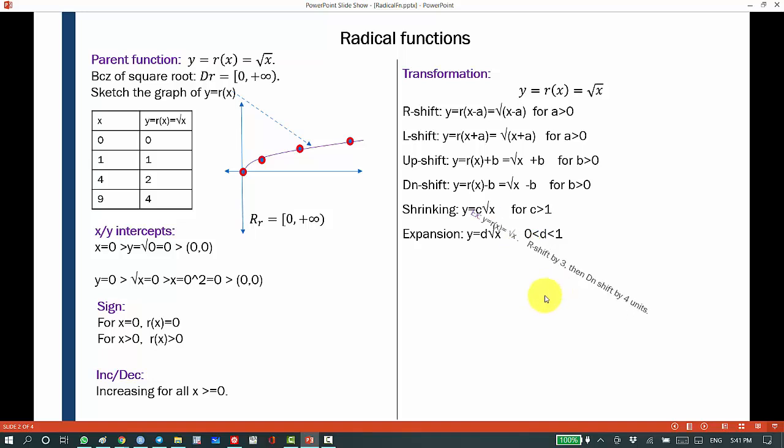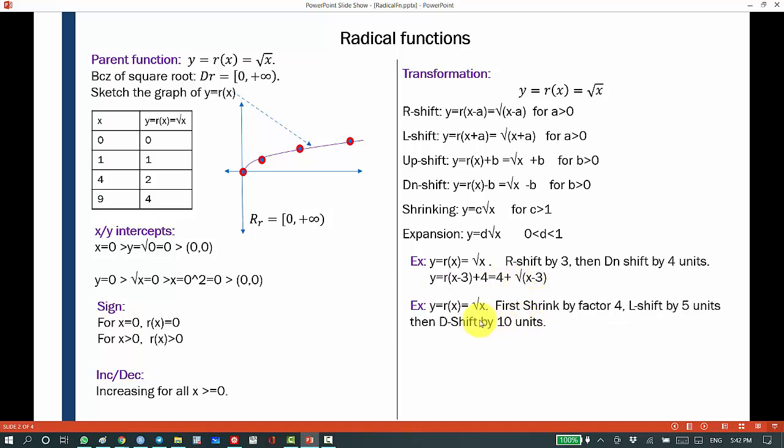For example, consider the parent function square root of x shifted to the right by 3 units and upwards by 4 units. That is r of x minus 3. This minus 3 is for the shift to the right, and this plus 4 is for the shift upwards. That is 4 plus square root of x minus 3.